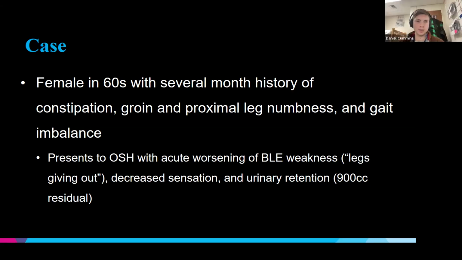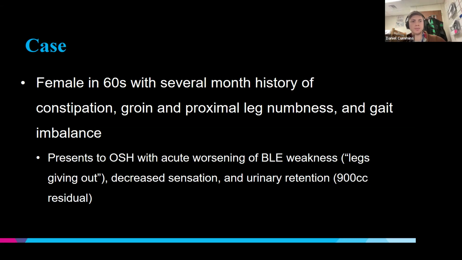Yeah. What are you thinking? Right. So it sounds like she's acutely weak. So she's had several months of numbness, but how acute is the weakness? Is this something we need to potentially take to the operating room acutely? Is this in the past hours, days, weeks?